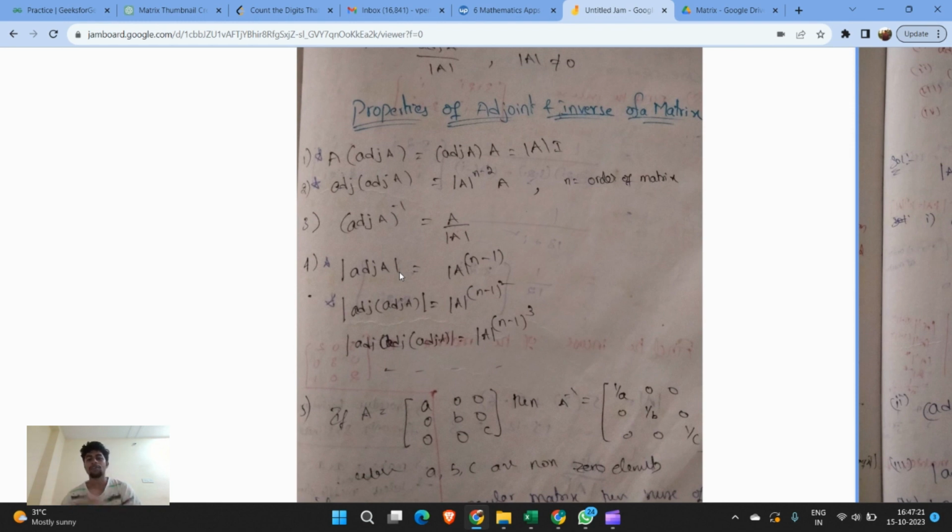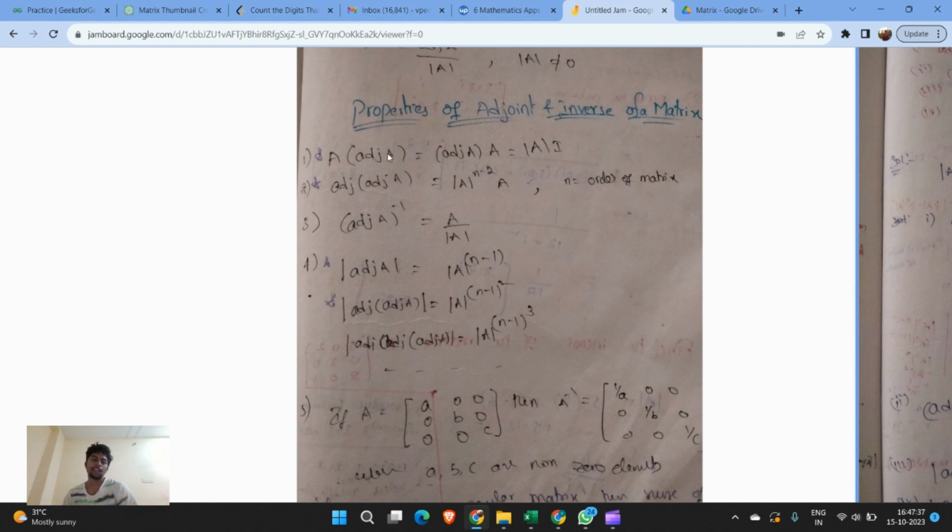So using these formulas, using these shortcuts, you can find the answers in a much easier and more efficient way. That's why we're going through these shortcuts. This is a normal step here: A inverse equals adjoint A by det A. So if you interchange those things, you'll get the same formula.